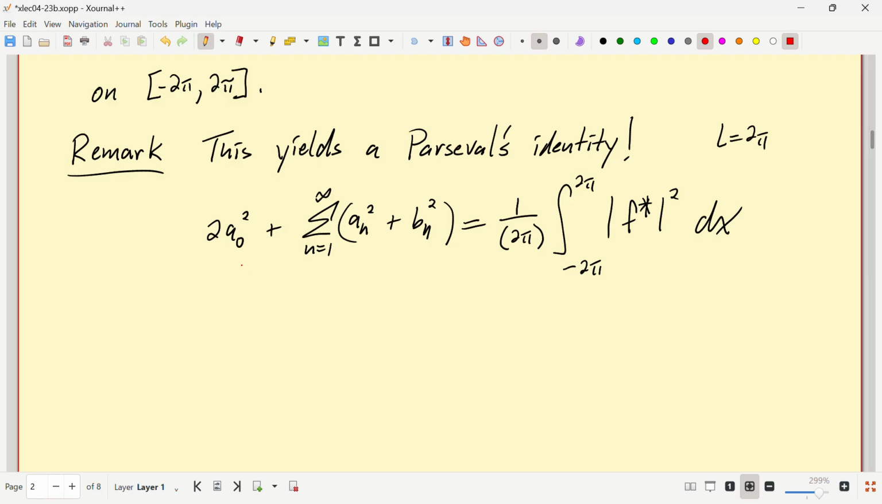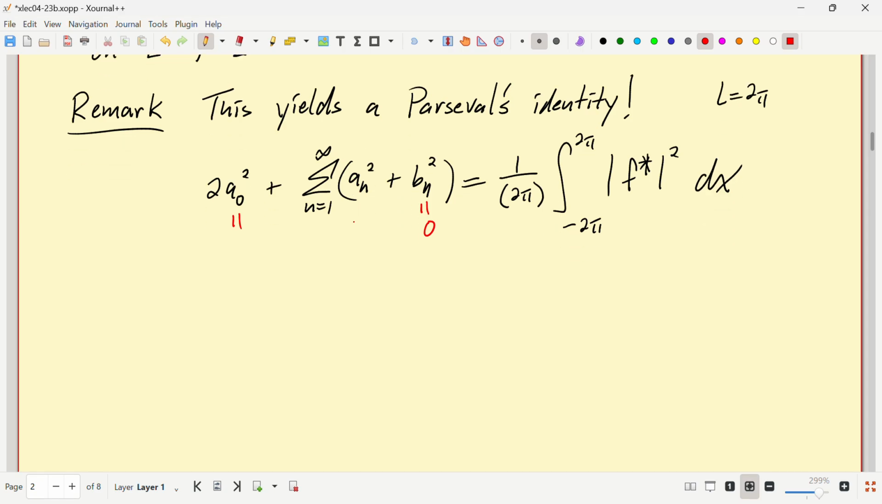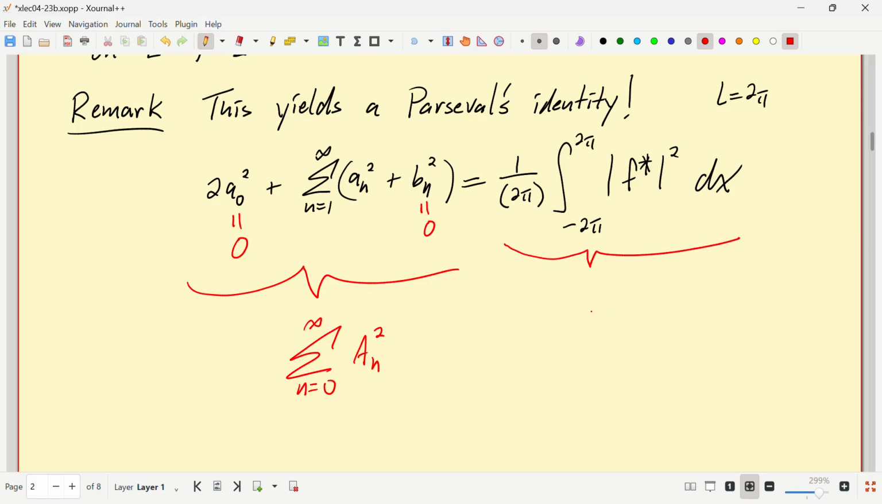And remember, these are all 0. These are all 0. And the capital ANs, every other one of them is 0. And this boils down to the summation as n goes from 0 to infinity of the an squared. Those are real numbers, so I won't put the absolute values. Okay, that's kind of cool. And over here, f star had some various kind of extensions. This will be 1 over pi times the integral from 0 to 2 pi. It's even.